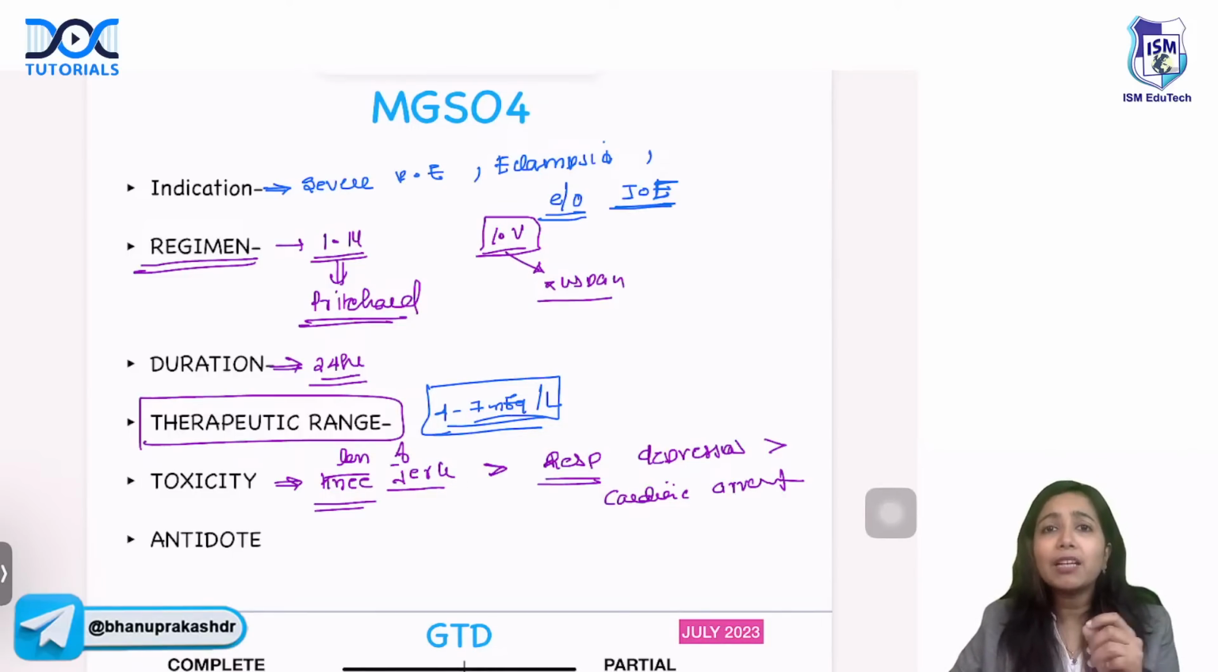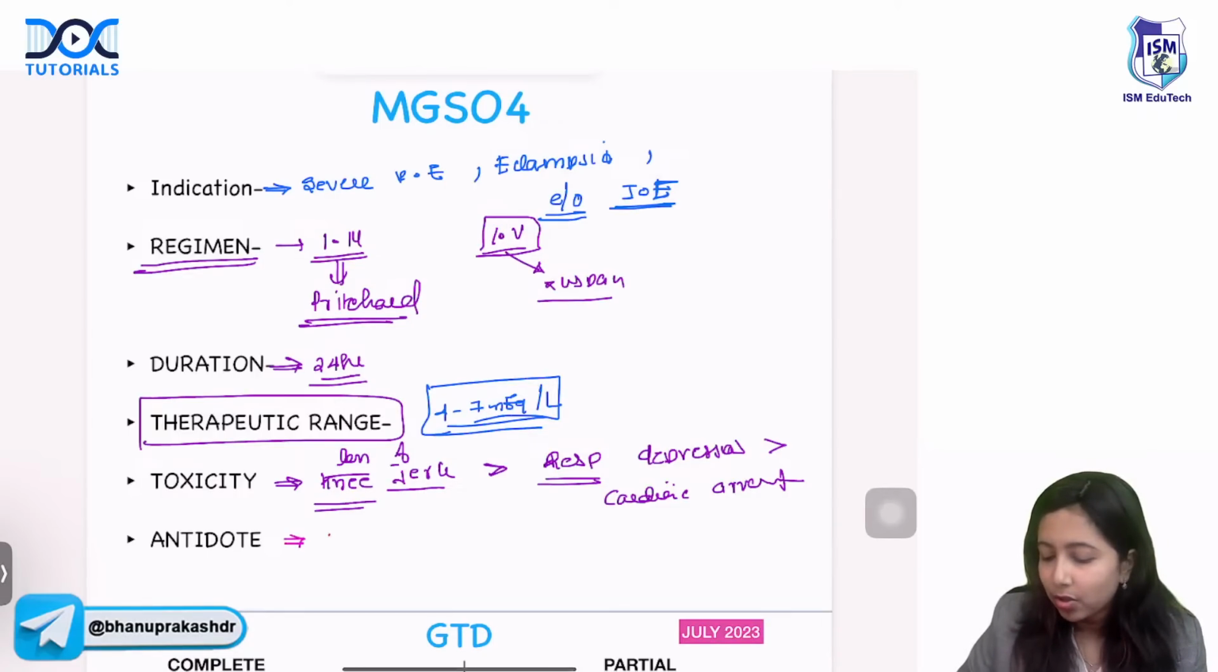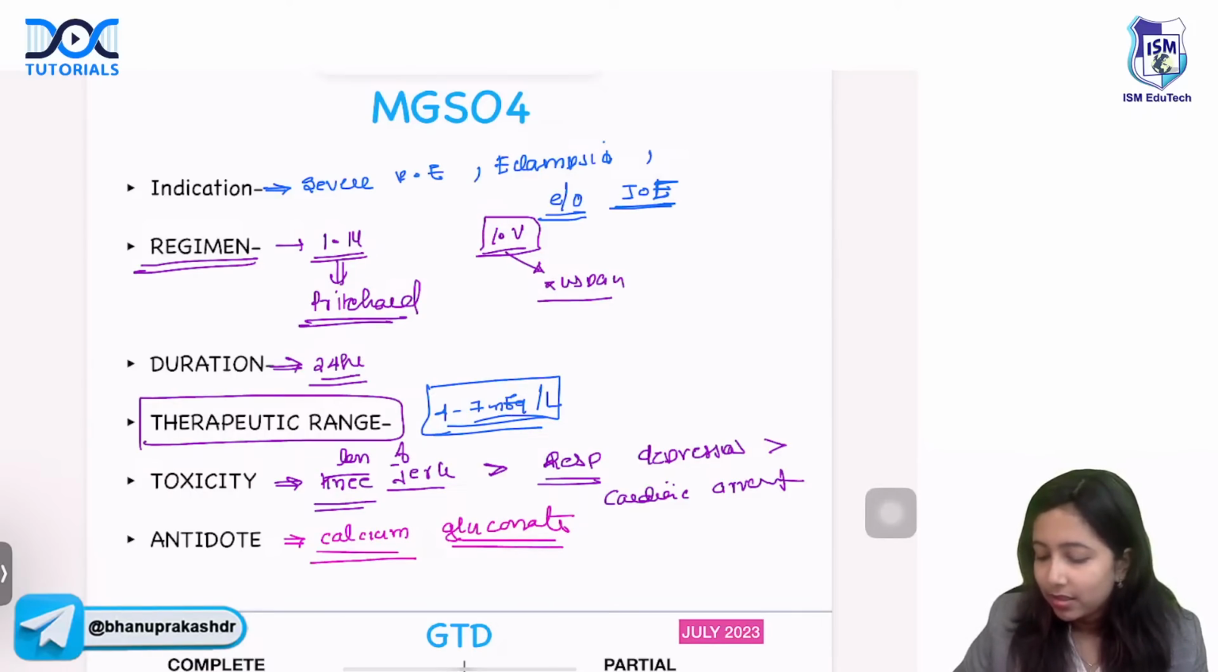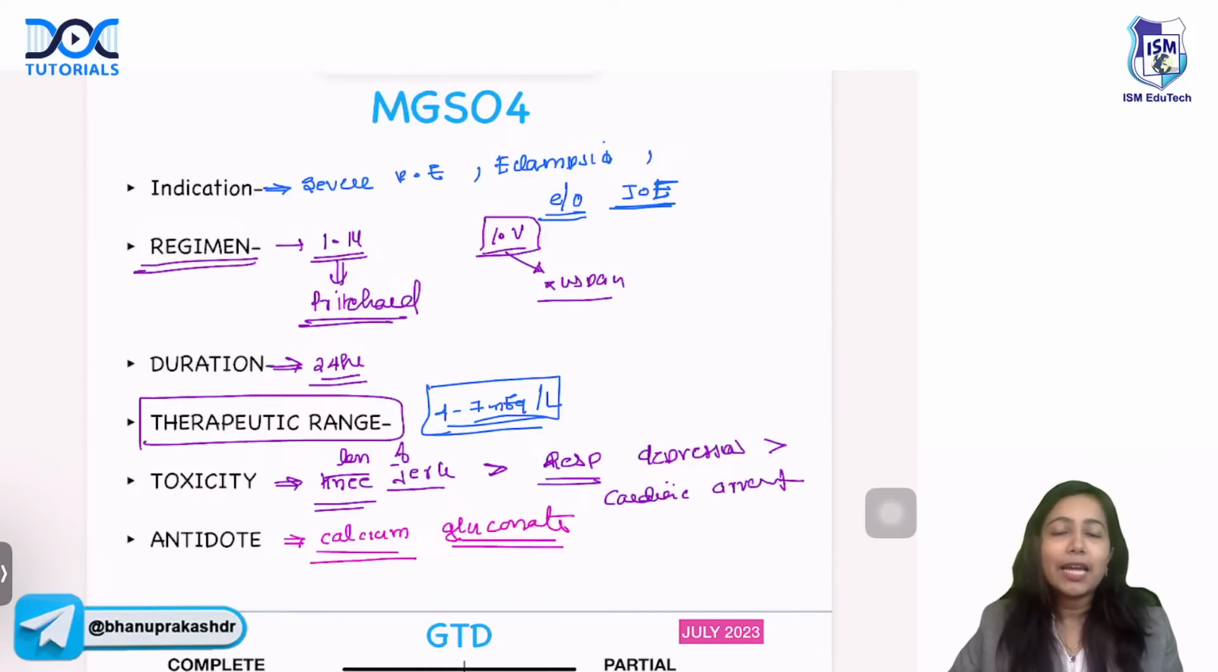So there is a drug which has so many problems. We need some antidote to overcome these problems in case these complications happen. And that antidote is our calcium gluconate. This calcium gluconate is the drug that is given as an antidote. The dose is 10 ml of 10% over 10 minutes.